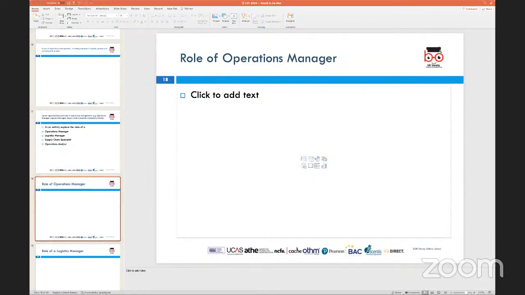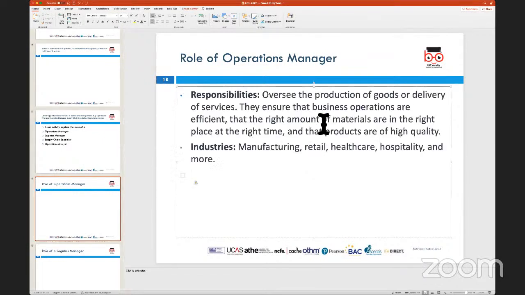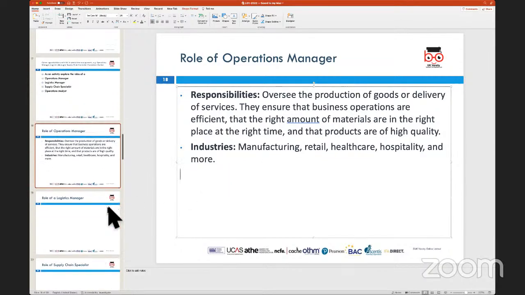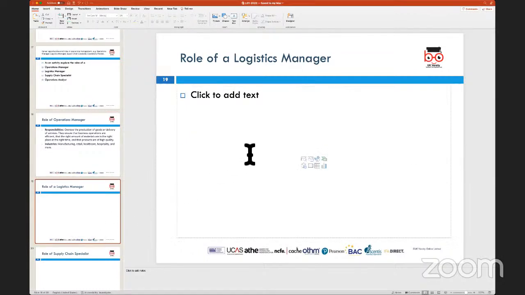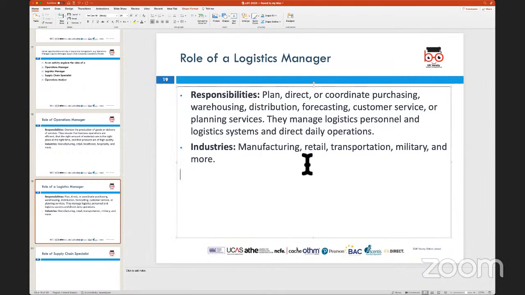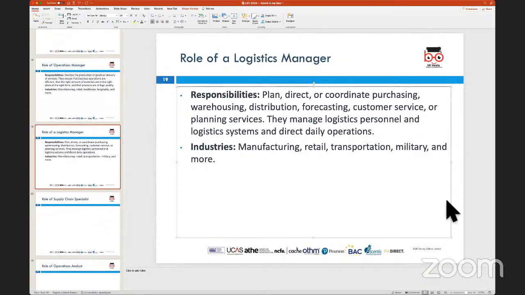So if I give you some hints here, I would say the operations manager role could come across in industries like manufacturing, retailing, healthcare, hospitality, and other industries as well, even in education. And that would basically be the operations manager role. They would be overseeing some part of the operations, and we will need to go into details. If I say logistics manager, this is where you would see them working within, say, manufacturing, retailing, transportation, military, or some of the other types of organizations. So think of responsibilities that they would be involved in.